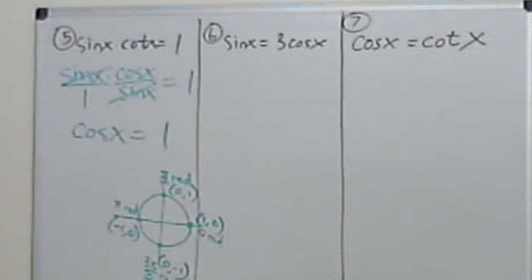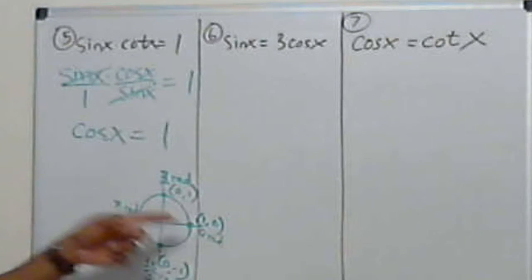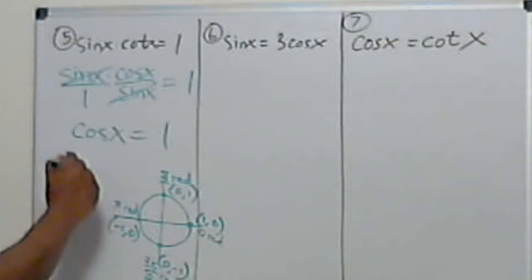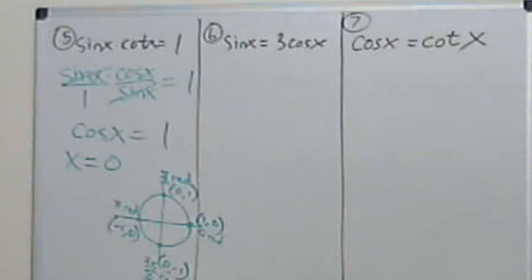So now cosine x equals 1 means what x value on the unit circle is equal to 1, and that is at the angle 0 radians. Okay, so the solution to this is x equals 0.